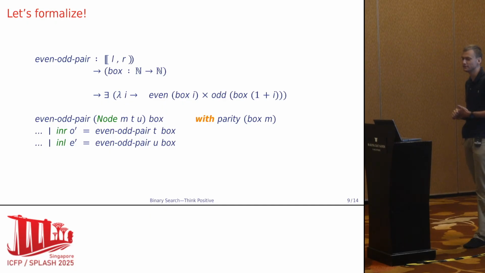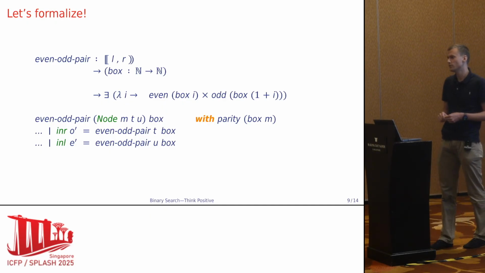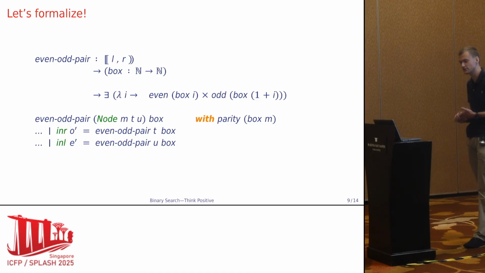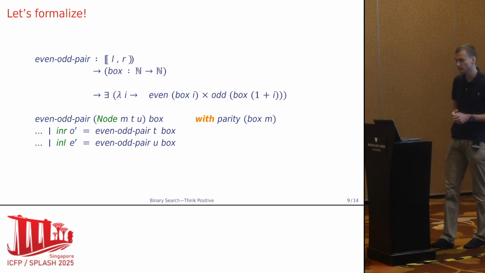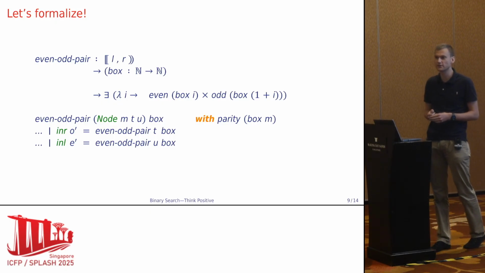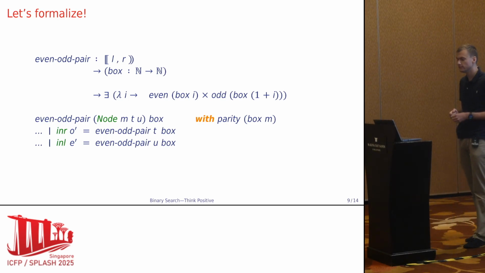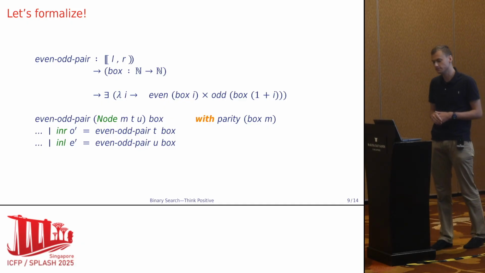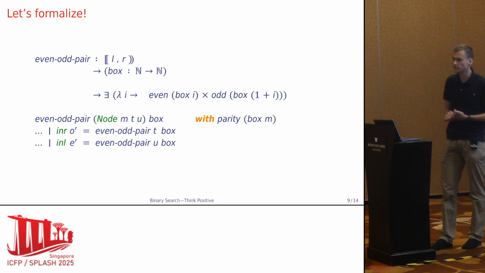So we have a function, even odd pair, which takes our interval L to R. We model our boxes as functions from n to n, and we promise to return an index I such that box I is even and box 1 plus I is odd.